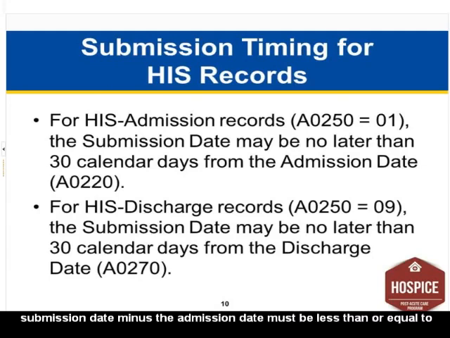For HIS discharge records, which will be coded as 9 in A0250, the submission date may be no later than 30 calendar days from the discharge date. Therefore, the submission date minus the discharge date should be less than or equal to 30 calendar days.